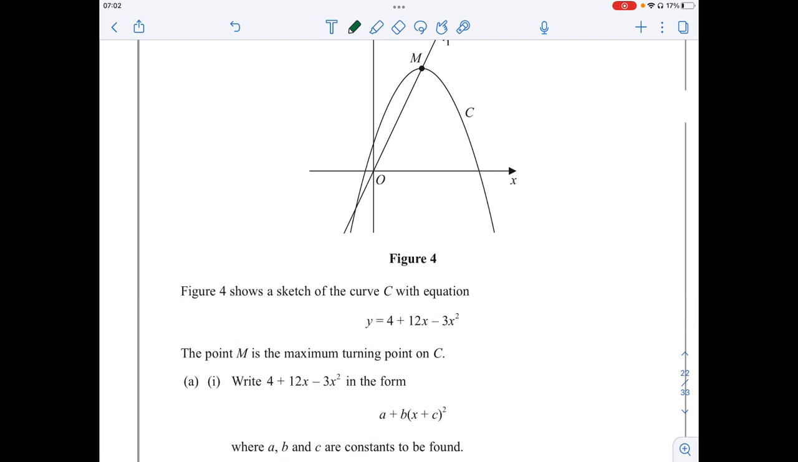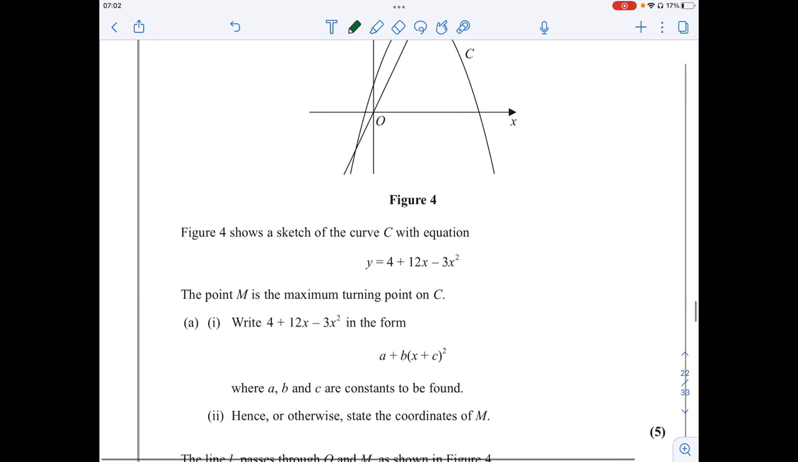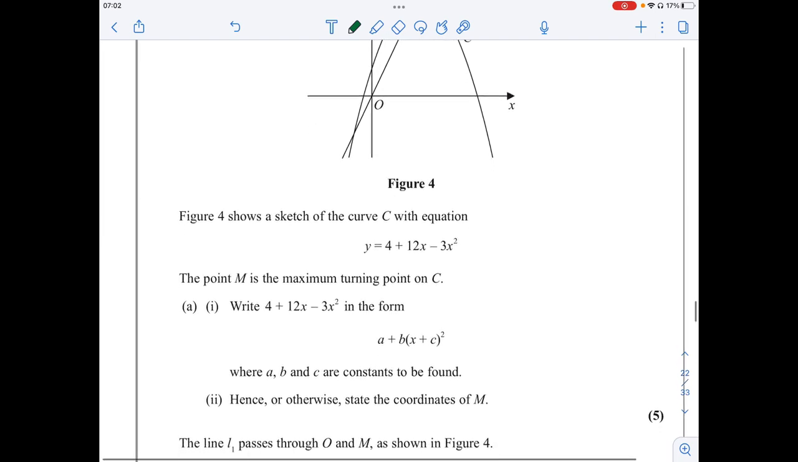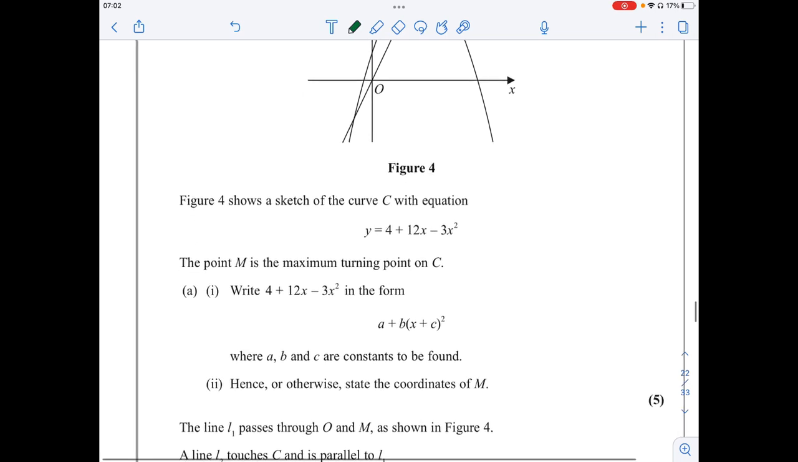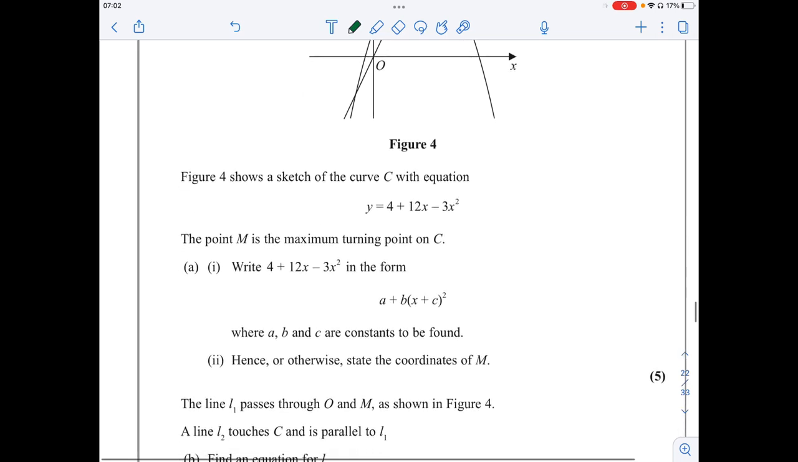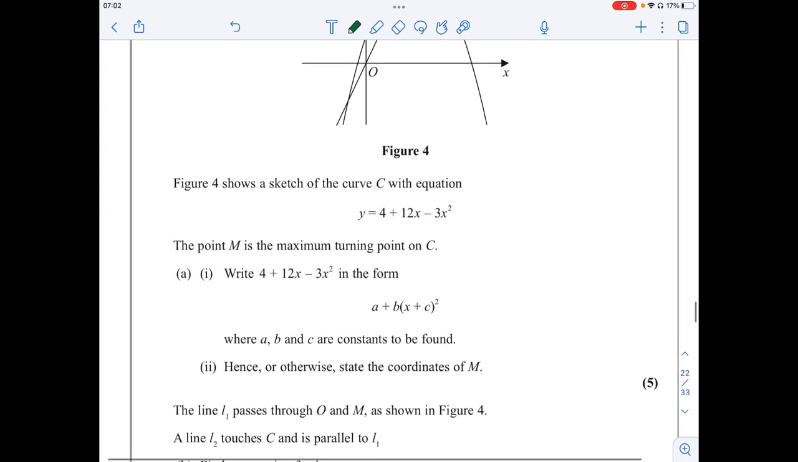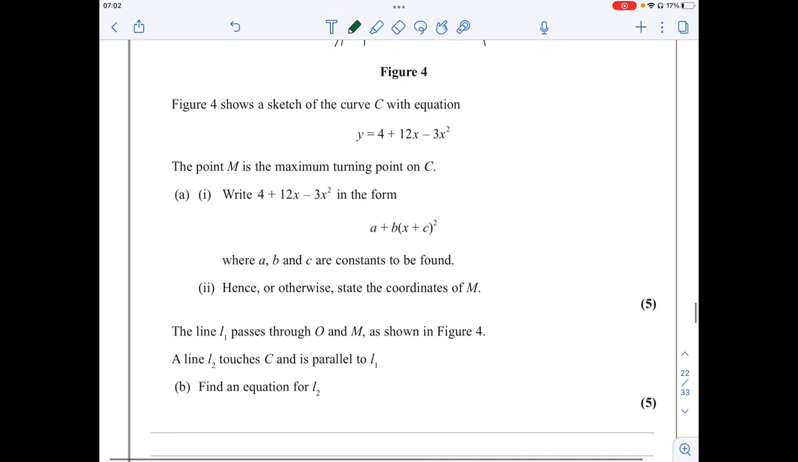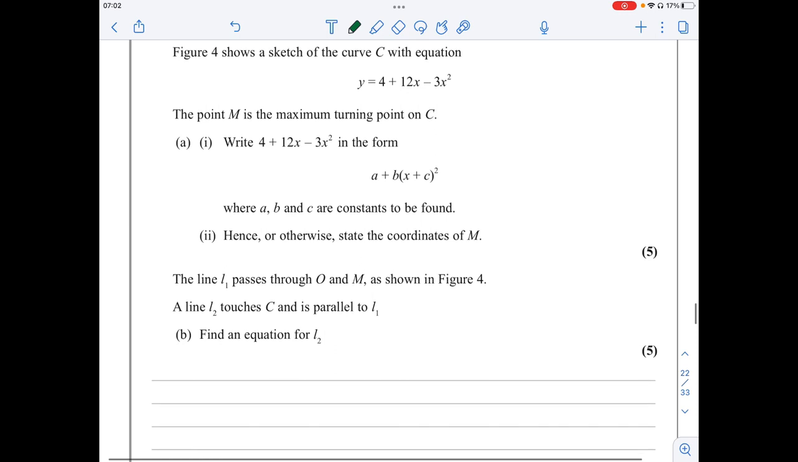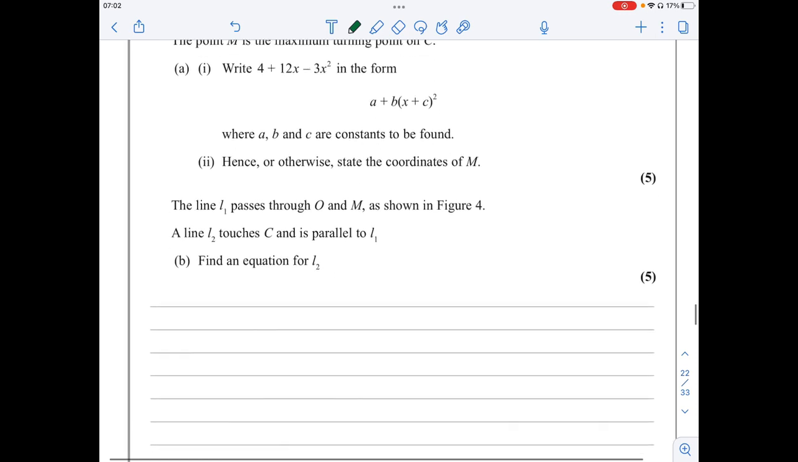Now question number 8. The figure 4 shows the sketch of the curve of y equals this much, and M is the maximum point, that is a turning point. Write 4 plus 12x minus 3x squared in the completing square form and hence find the coordinates of M.